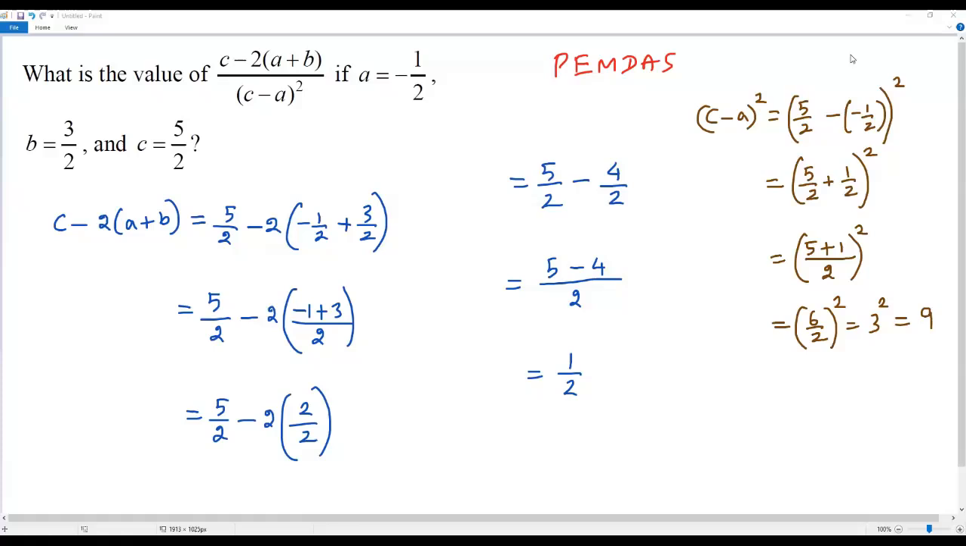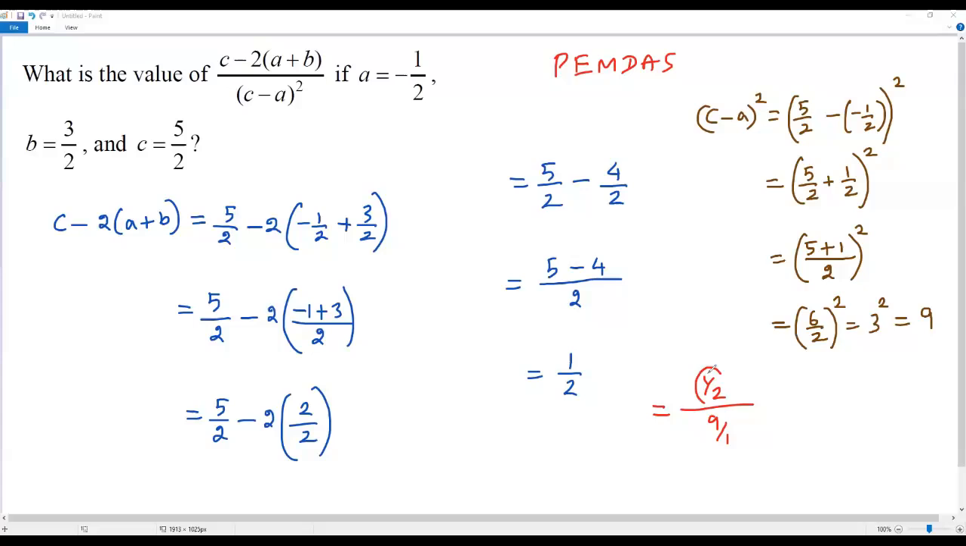Now we can evaluate the value of the complete expression. For that, we plug in the value of the expression in the numerator, that is 1/2, which is the value of C negative 2 times (A positive B). And in the denominator, we plug in the value of (C negative A) the whole square, which is 9. In the numerator we have a fraction, but in the denominator we have just 9, so you can assume this 9 as a fraction by taking denominator 1.